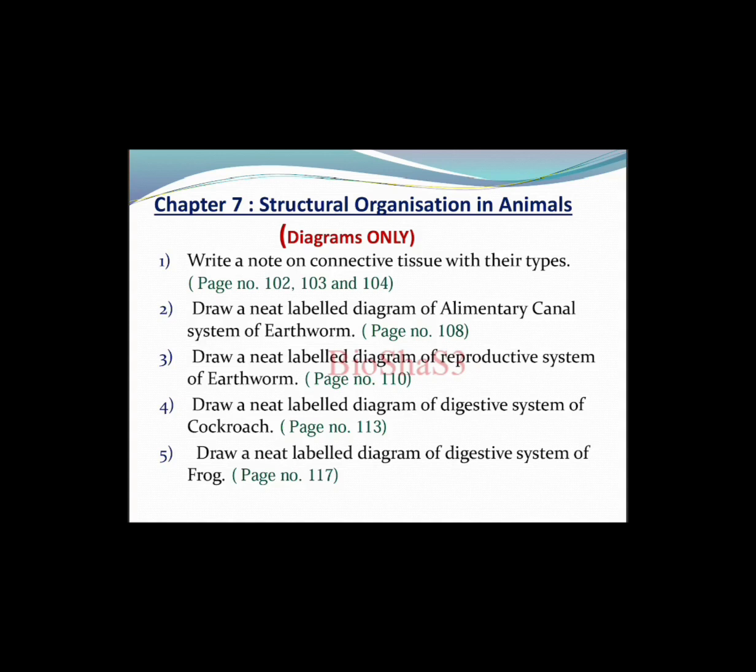Next, the third question: draw a neat labelled diagram of the reproductive system of the earthworm. For this you can refer to page number 110 of your NCERT textbook. Next, draw a neat labelled diagram of the digestive system of the cockroach. Here also you have to draw the diagram. No need to write an explanation. Just draw the neat diagram with correct labelings and write the footnote below the diagram.